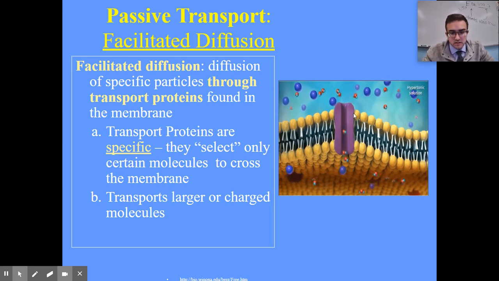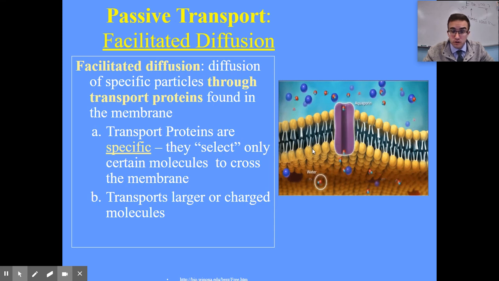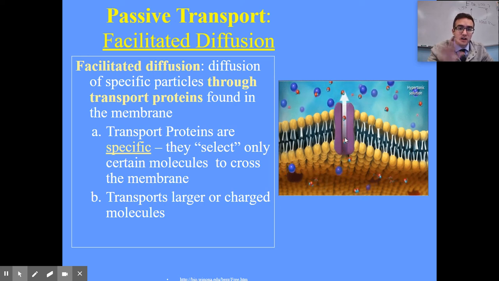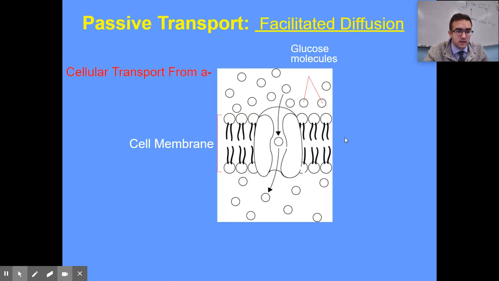And again, this is for larger molecules. Glucose is an example of a larger molecule that can't just fit through here, or charged molecules. Water is an example of this, because if it gets stuck in that hydrophobic part, it won't go anywhere. It gets stuck there and doesn't want to be there. So water will move through the same process from high concentration to low concentration, but it will occur through a protein. That's facilitated diffusion. Still high to low, but just through a protein.